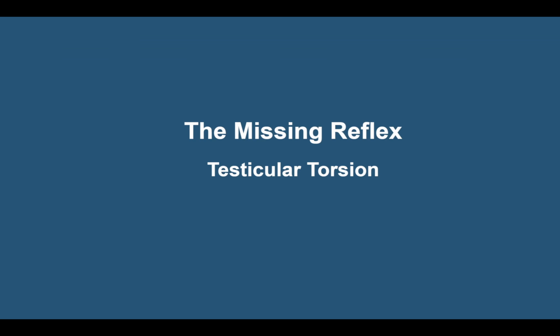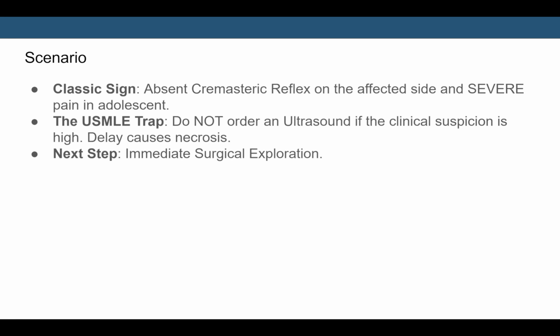The other condition is the missing reflex seen in testicular torsion. And the scenario, you will see an absent cremasteric reflex on the affected side, and you'll see severe pain in the testicles in an adolescent. Maybe they were playing sports, or maybe it's spontaneous. So the trap for the USMLE is that you should never order an ultrasound. You don't have to order an ultrasound if the clinical suspicion is high, because delay is going to cause necrosis. And here you will have to do immediate surgical exploration as the next step in management.